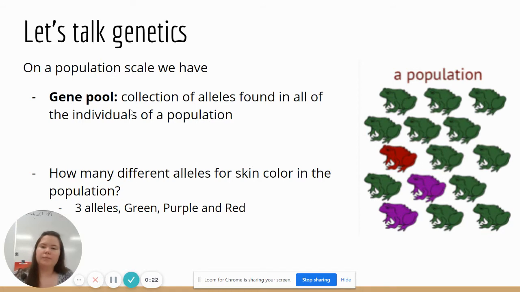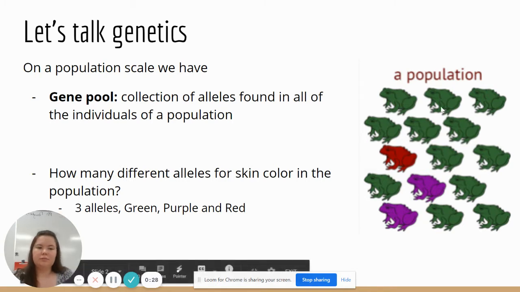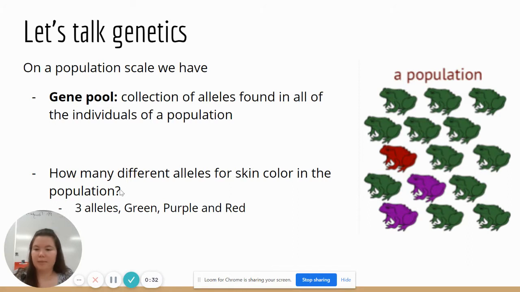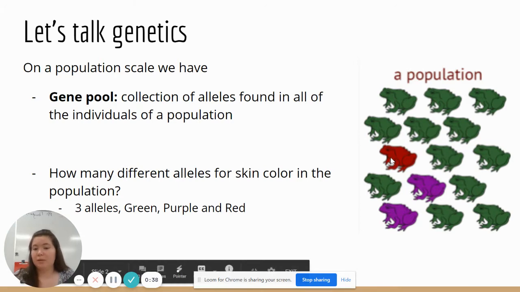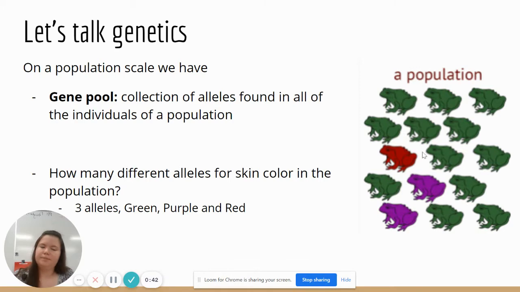A gene pool is a collection of alleles found in all of the individuals of a population. So you have a population. How many different alleles are there for skin color in the population? So we have three different options. They can be green, they can be purple, or they can be red. So we have three different alleles in the population.